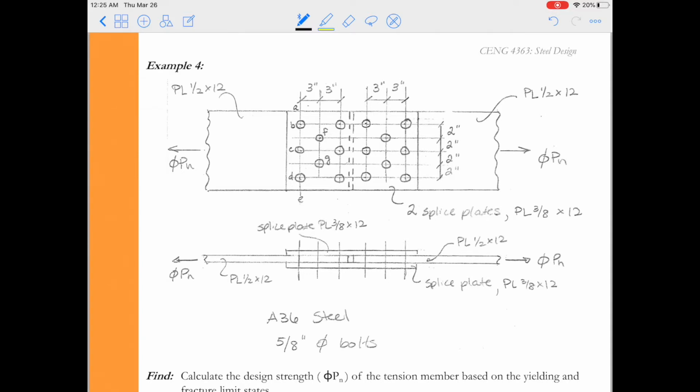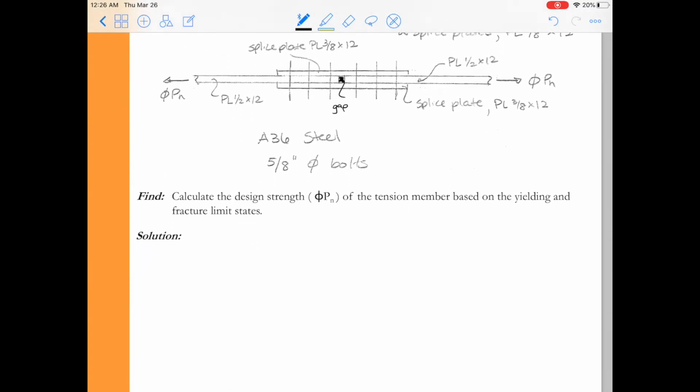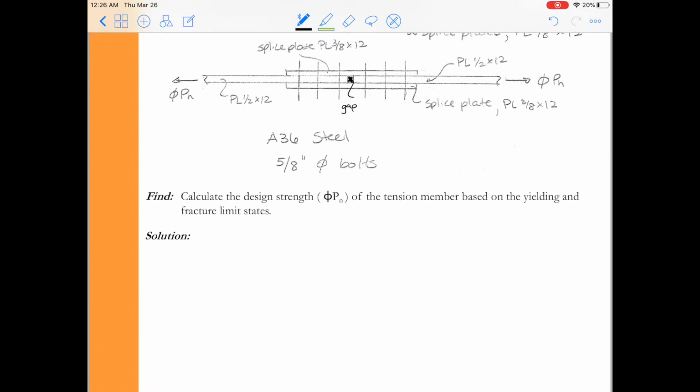So here I have a typical splice plate connection. I have two PL 1/2 by 12 inch plates, and they're joined by two splice plates that are sized PL 3/8 by 12. You can see the splice plates overlap the plates in the bottom figure. I'm just going to color in the gap. That's really what's meant by a splice plate. We're using those two smaller plates to transfer the force from the plate on the left to the plate on the right. The steel is given to us as A36 steel.